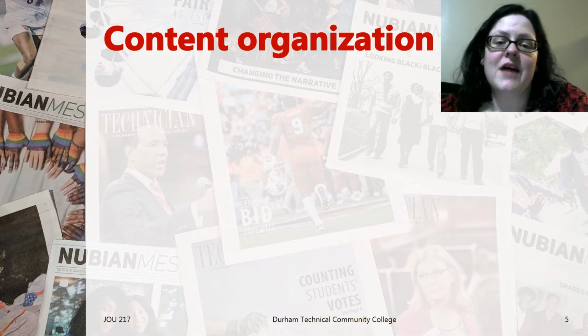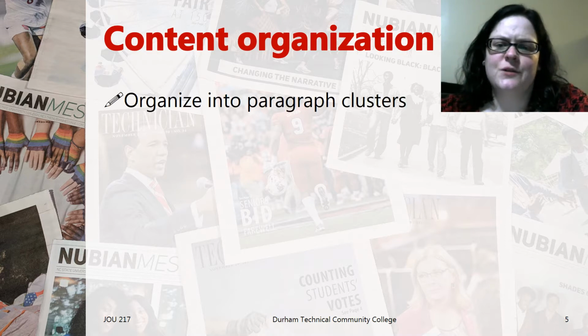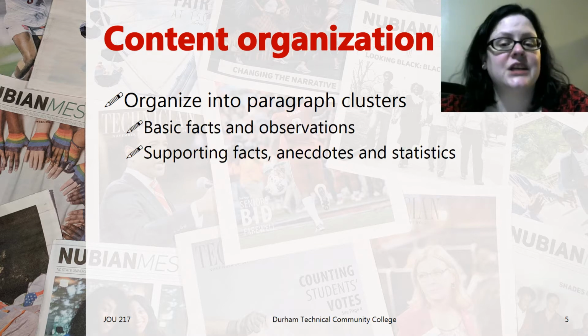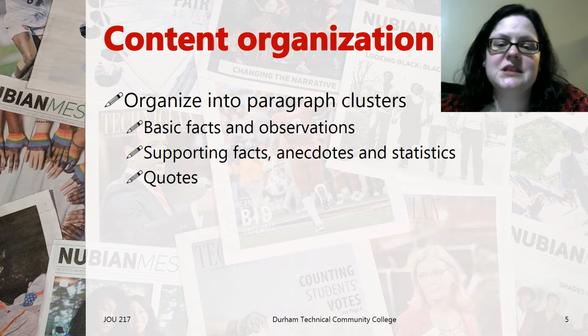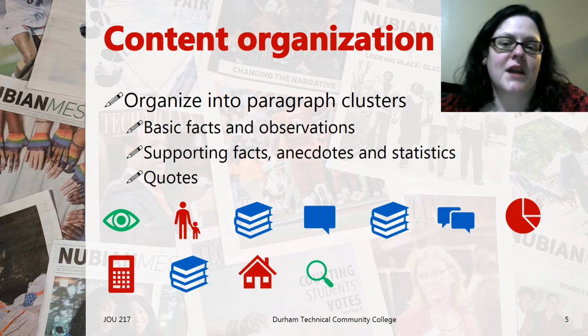To put all that information into a readable feature story, start by organizing the information into paragraph clusters. Your basic facts and observations, your supporting facts, anecdotes and statistics, and quotes. Now, using this method, you can start to organize your content into paragraphs, like so, until you either run out of content or run out of space in your story.